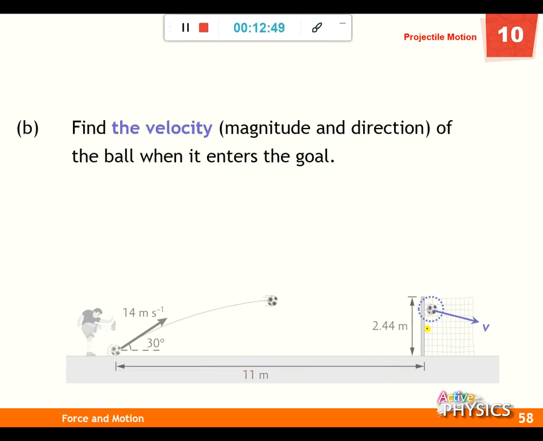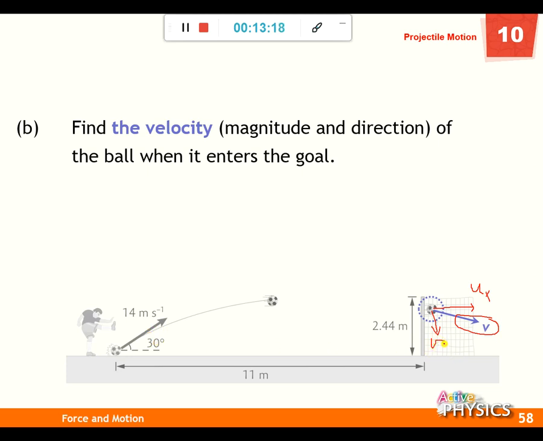How about next? Find the velocity of the ball when it enters the goal. Once again, you should pay attention. This v should be slanted, because it should have two components: one is horizontal, the other is vertical. Then you should calculate the horizontal one. Horizontal, of course, should be ux, which is 14 times cosine 30 degrees.